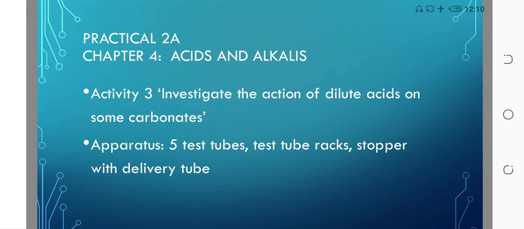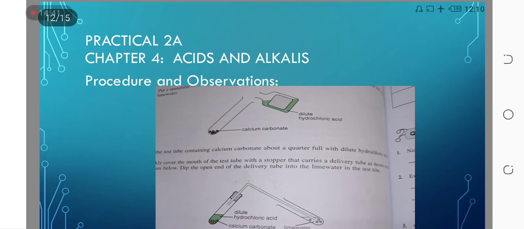Okay, now we are going to perform this activity, and we are going to discuss the procedure and the observations that we have to make for investigating the action of dilute acids on some carbonates. So we are going to discuss the first step. The first step is to put a spatula full of calcium carbonate into a clean test tube. So you have poured the calcium carbonate into the test tube.